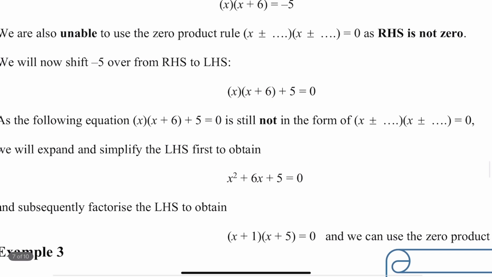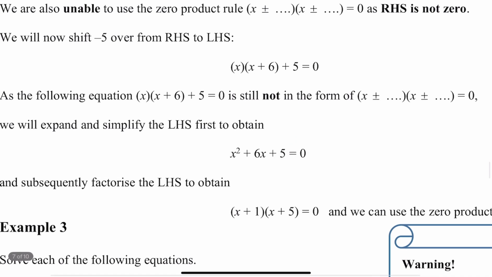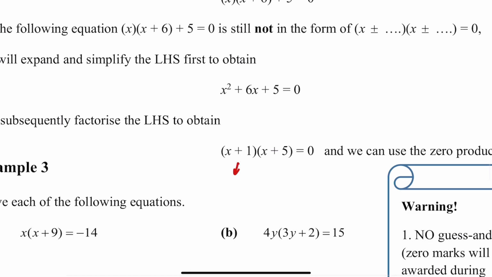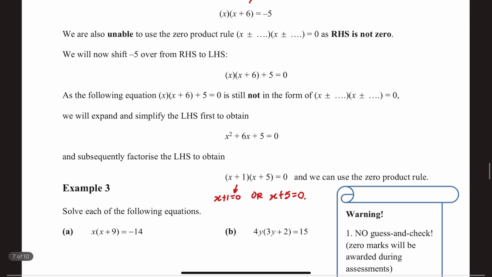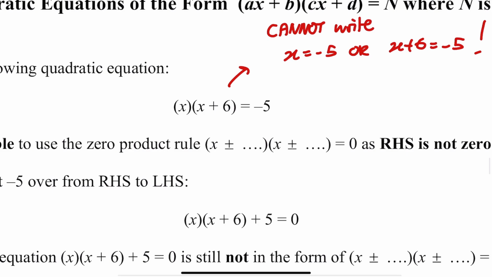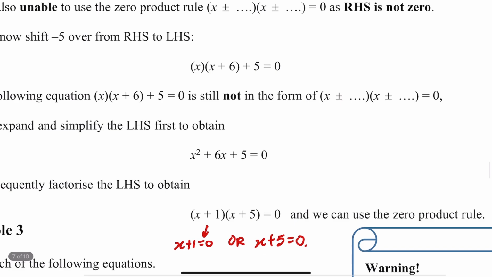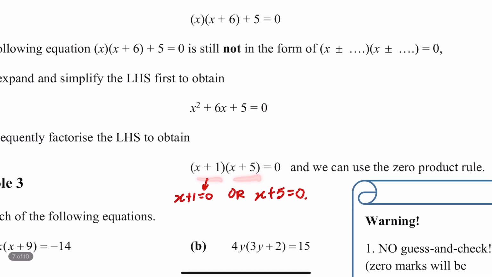Once I make the right hand side of the equation 0, my next step is to factorize the left hand side. Once I factorize, I'll get this form here, x plus 1 times x plus 5 equals to 0. Then this means that I have x plus 1 equals to 0 or x plus 5 equals to 0. Okay, so I hope you are clear. When the right hand side of the equation is not 0, I cannot use the zero product rule. I must first expand out everything, shift all the terms on the right side to the left side of the equation. Then once the right side is 0, I factorize, then I can use the zero product rule.